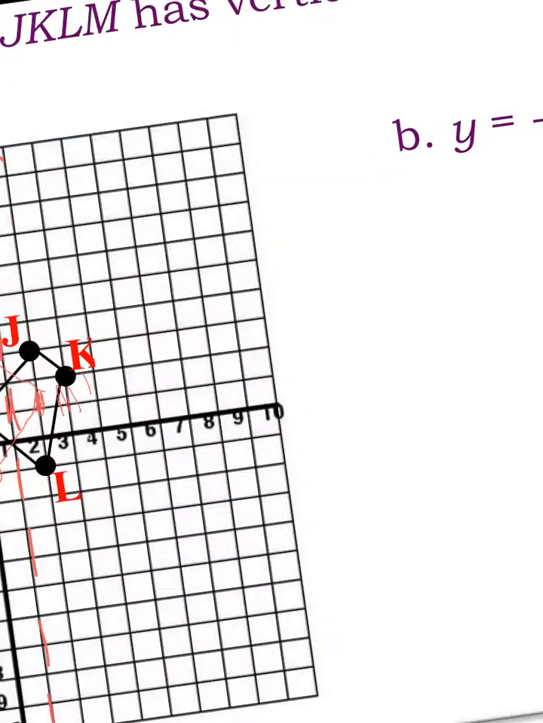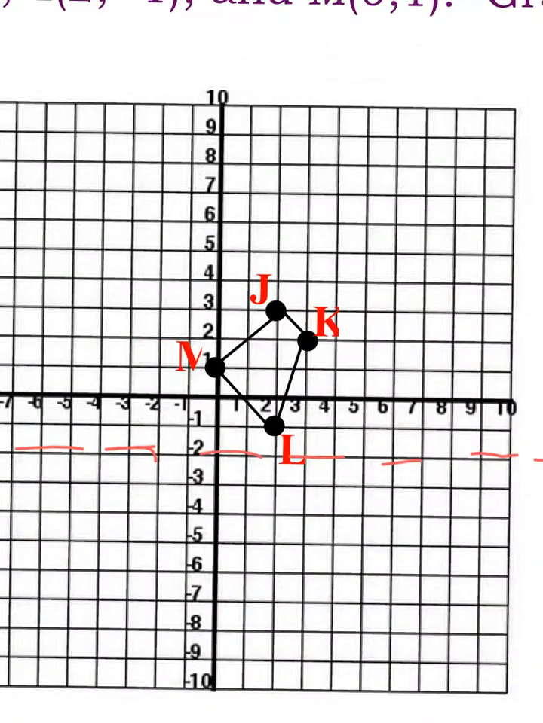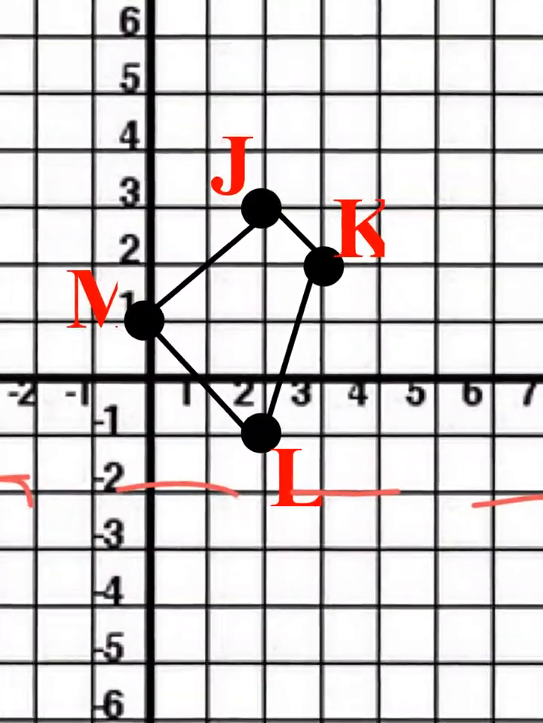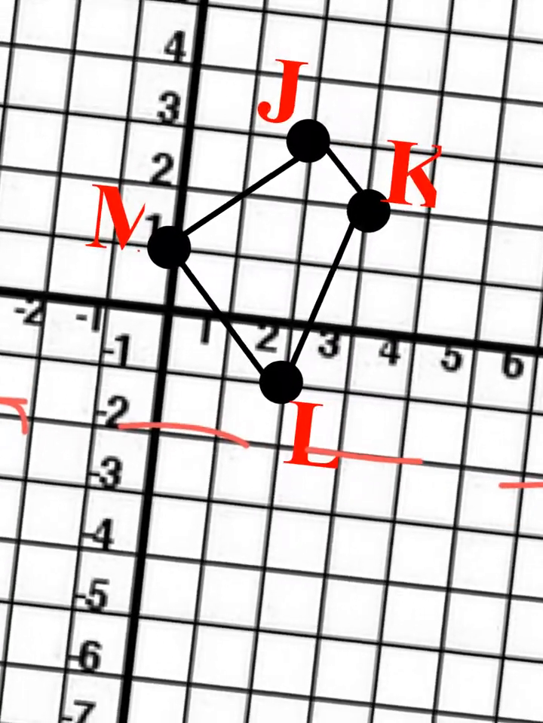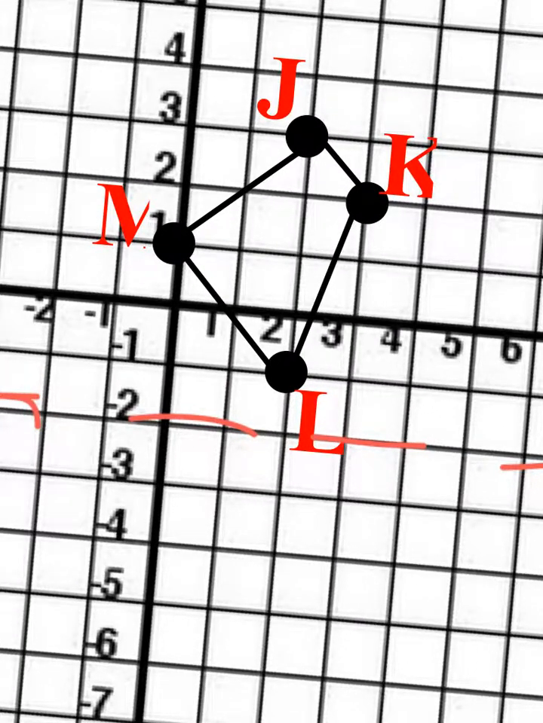Let's move on to the next one. Y equals -2. I drew the line through -2 on the y-axis, and now it's going to fold over, like a sandwich or something. So L is 1 spot right above, so I'm going to go L prime 1 spot right below. M looks like it's at 1, 2, 3 above, so I'm going to go 1, 2, 3 below, and there's my M prime.